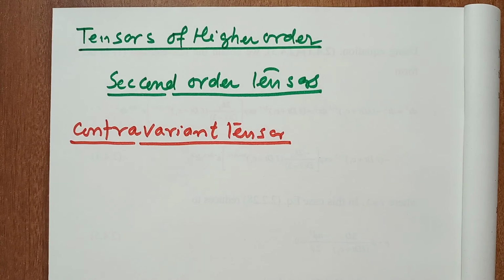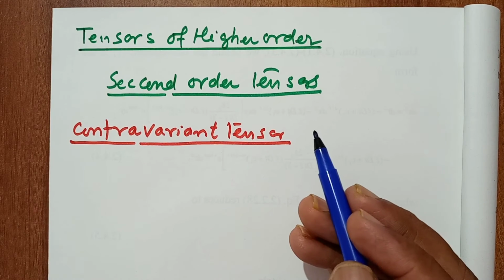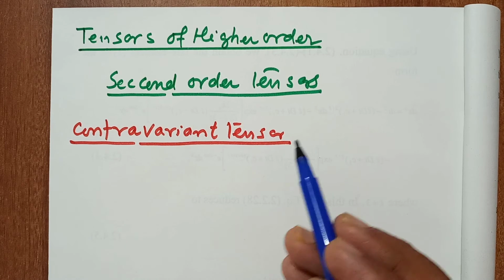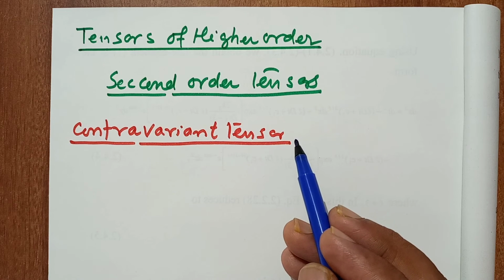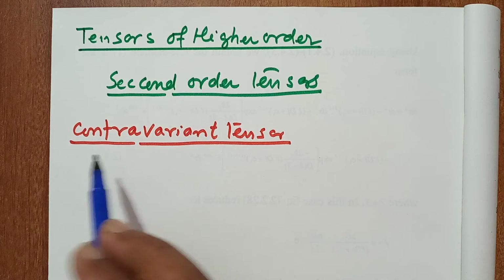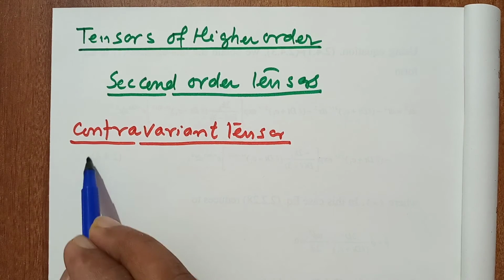Now we will explain tensors of higher order, meaning tensors of order more than one: second order tensor, third order tensor, and so on. First we define the contravariant tensor of order 2 or rank 2. Order is nothing but rank. So the contravariant tensor of second order. What is the definition?